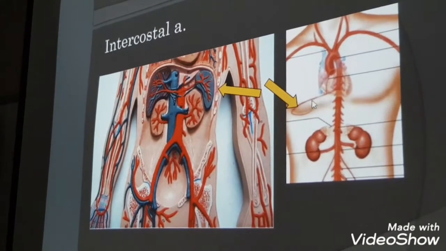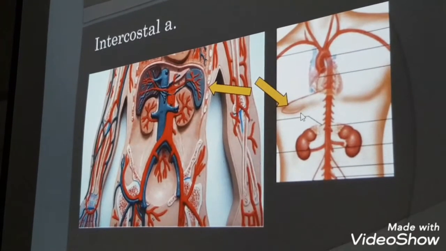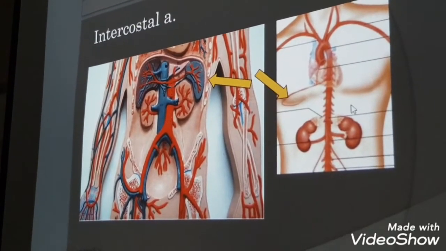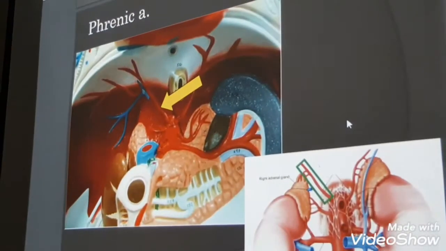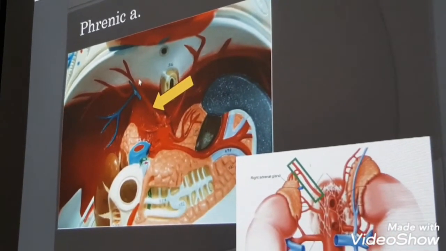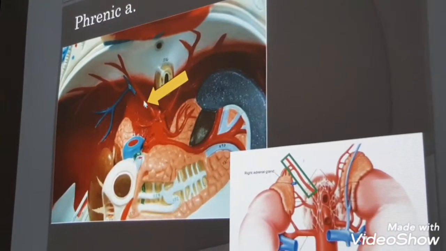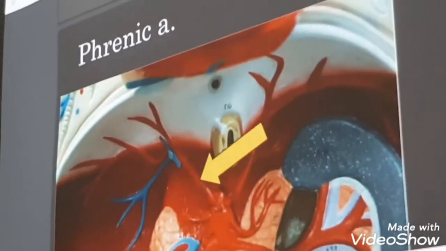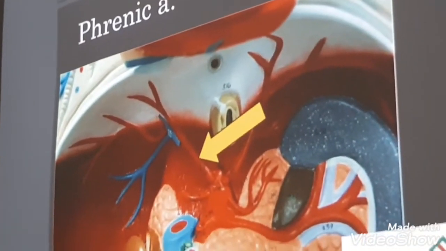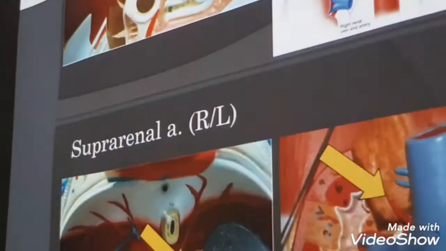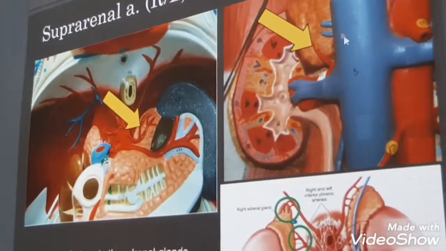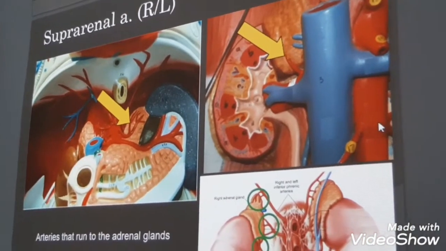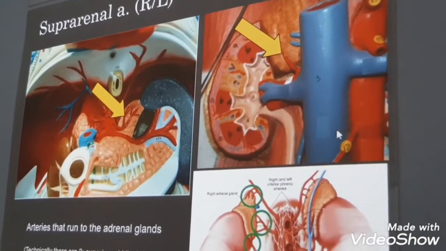The intercostal artery. And then once we pierce the diaphragm, we will see on the underneath side of the diaphragm the phrenic artery. Phrenic artery. And once we pierce the diaphragm, we start calling the aorta the abdominal aorta.